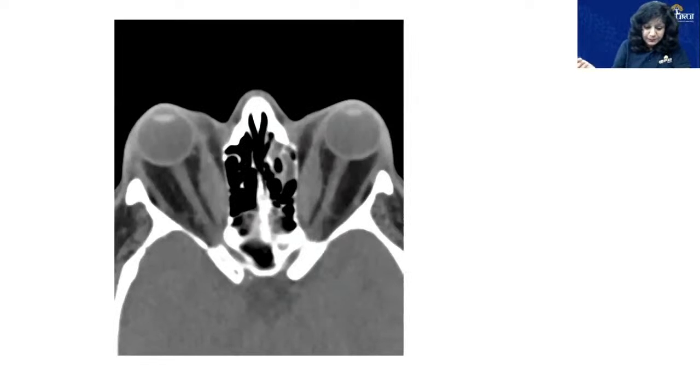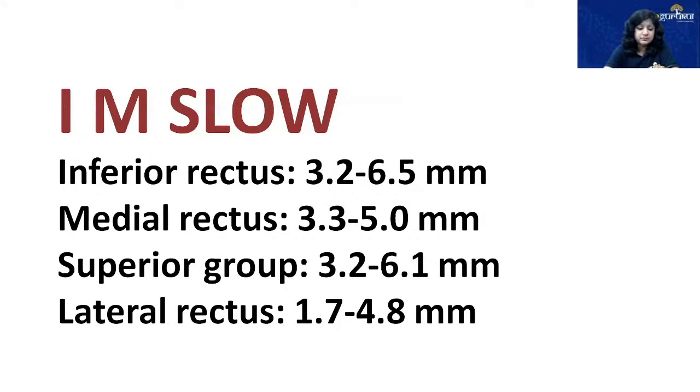Okay, all right. So now, if you look at a thyroid ophthalmopathy, we know that the extraocular muscles are predominantly involved. The pattern of the muscles involved can be easily remembered with this mnemonic: I am slow. I stands for inferior rectus, M for medial rectus, S for the superior group, and L for the lateral rectus. I have also written there the normal thickness of these muscles for your reference.